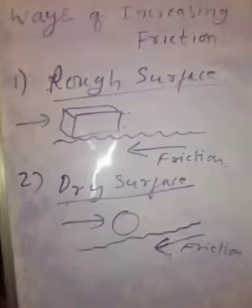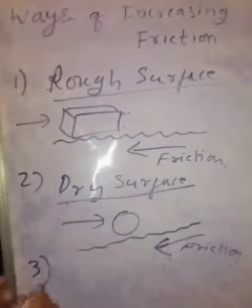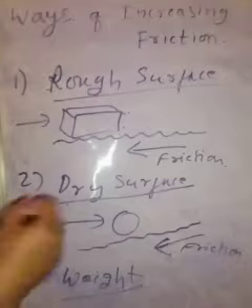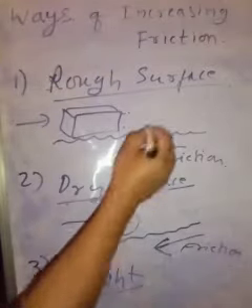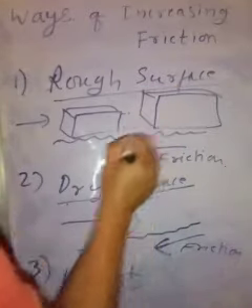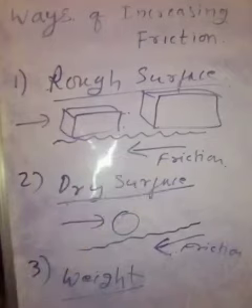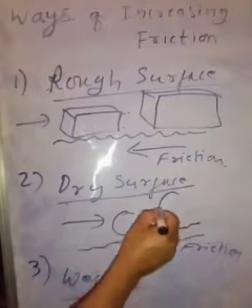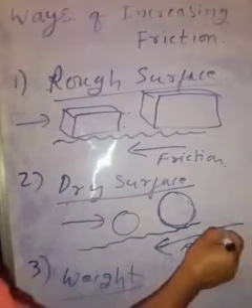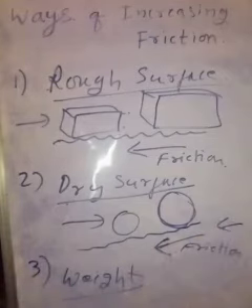And finally, number three is by increasing the weight. It depends on the weight of a body. If anything is rolling or sliding, if you increase the weight or increase the size, then the friction will be much more. Similarly here, if a ball is rolling, now if you increase the size or weight of the ball, then the opposite force of friction will be more.